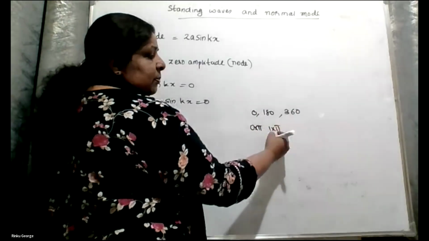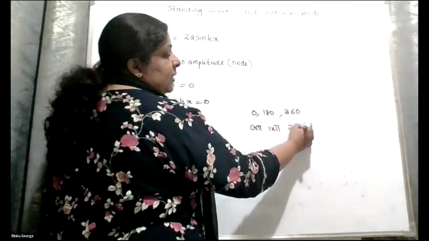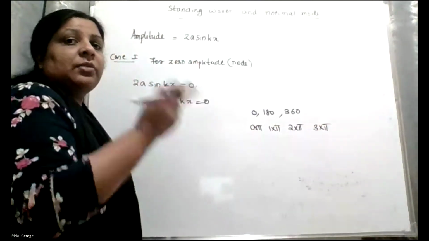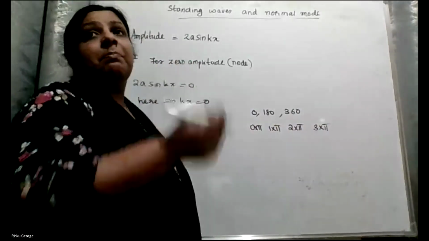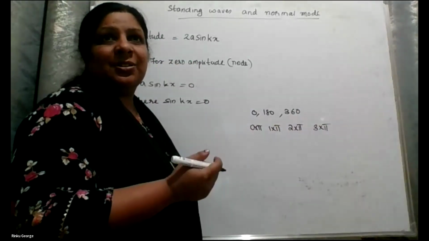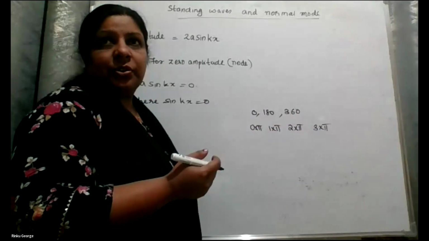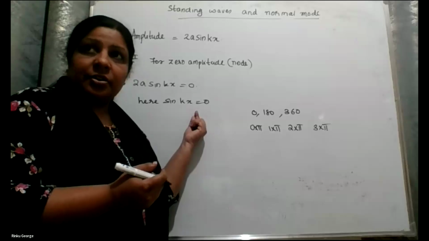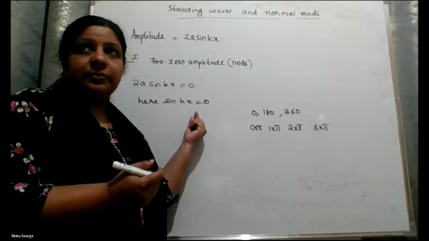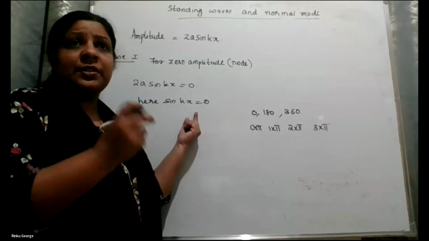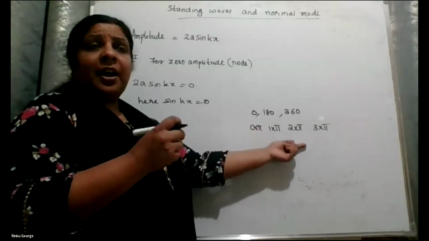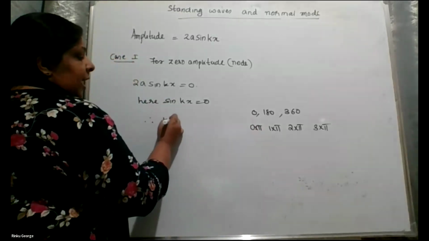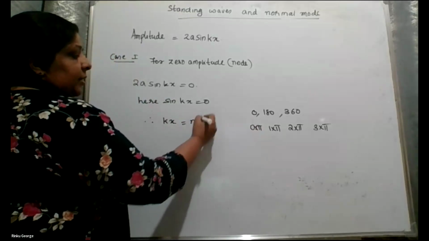1 into pi is 0. 1 pi is 180, right? 2 into pi is 0. 3 into pi will be 0, like that. So how can you generalize? If the value of theta is n pi, sine will be 0. Understood? So what you can write? Therefore, kx will be equal to n pi. Understood what we are doing? For values of theta that are multiples of pi, you will get the value of sine as 0.